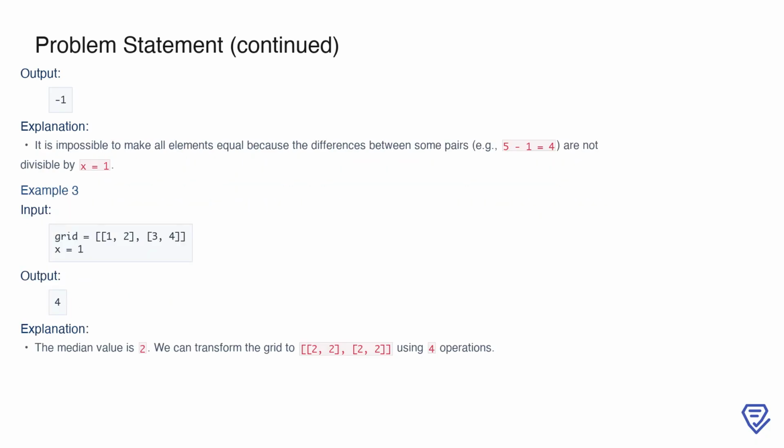In the second example, the input grid is 1, 5, 2, 3, and x is 1. Here, we find that it is impossible to make all elements equal. For instance, the difference between 5 and 1 is 4, which is not divisible by x equals 1. This violates the condition required to make all grid values equal using the given operation. As a result, the output for this case is -1, indicating that it is not feasible to achieve the goal.